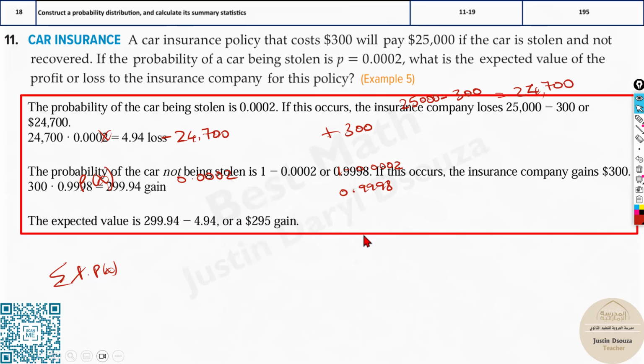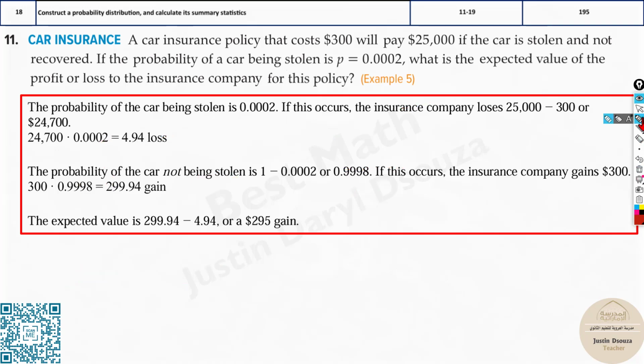That means they're going to make a profit or a gain of $295. So you can see, if someone loses their car, yes, the company is going to incur a loss. They are going to pay a lot. But on average, the car being lost is a very low probability, so they generally tend to make a profit of $295. This policy is a big success for them. This is how insurance companies work. Though they pay if you claim the insurance, most of the time nothing will be claimed, so they make a lot of profit.